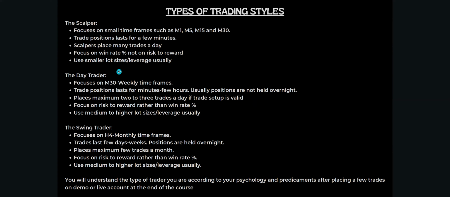But sometimes it so happens that you may hold a position overnight, right? So we like to place a maximum of 2 or 3 trades a day if your trade setup is valid. We like to focus on risk reward instead of the win rate percentage. So we flip it. We don't want to be right all the time, right? We can't be right all the time. Even with being 30% or 50% right in the market, you can still be profitable if you focus on risk reward. Risk reward is something we'll get into deeper.